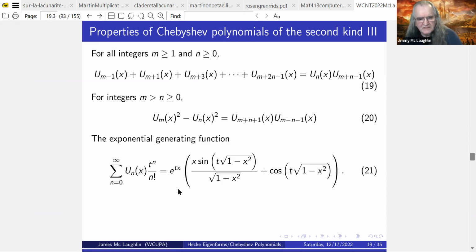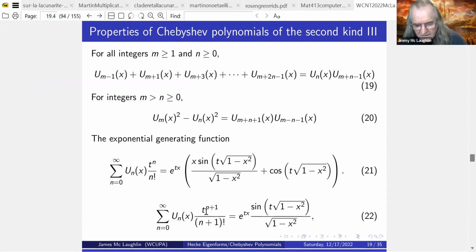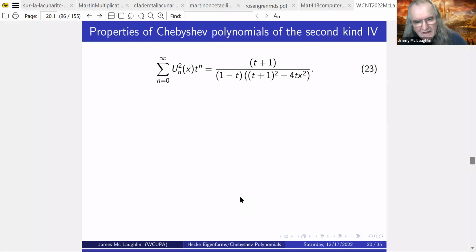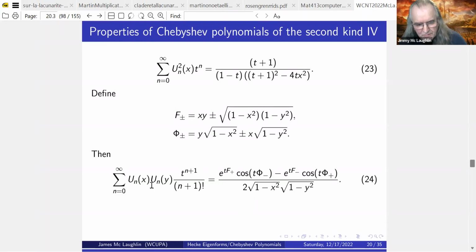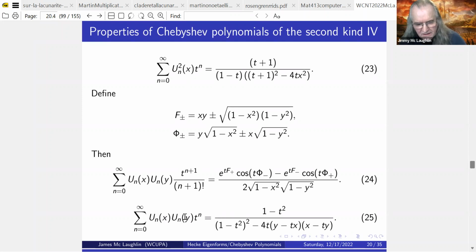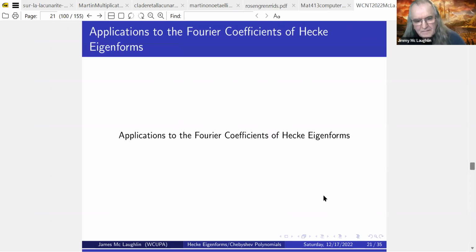I do want to mention the exponential generating function. Okay, here's a simpler version of that. And here are some other ones. And now here are two bivariate generating functions. So we have two Chebyshev polynomials with different arguments. And here's the ordinary generating function for these.